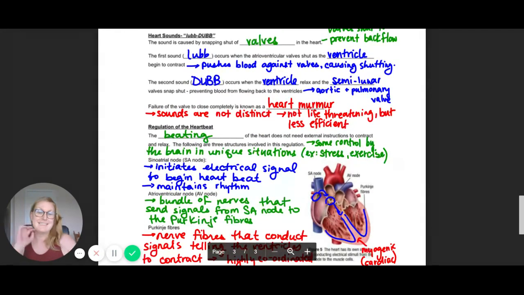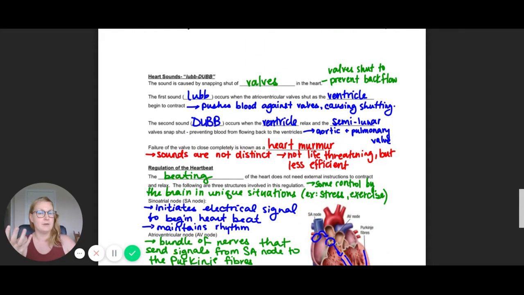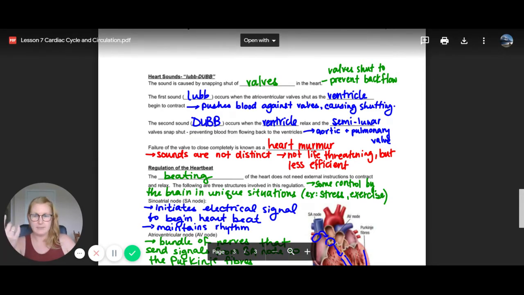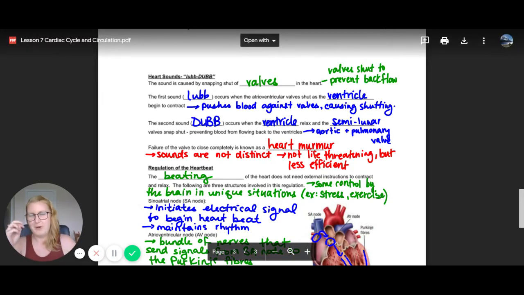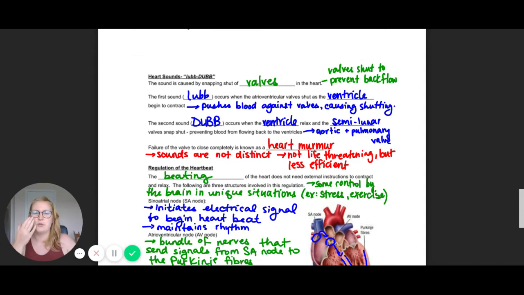So I was mentioning the sound of the heart. Those valves snapping shut, we hear that as a heartbeat, okay? Mentioning, as I did before, the valves shutting is preventing some backflow. So if you think of the heartbeat, it has sort of two sounds. One is almost a softer sound and one is a much louder sound. The first one, which is often called lub, occurs when the atrioventricular valves shut as the ventricles begin to contract. So again, we start pushing blood against the valves, and that causes them to snap shut. So much so that we can actually hear that with the scopes.